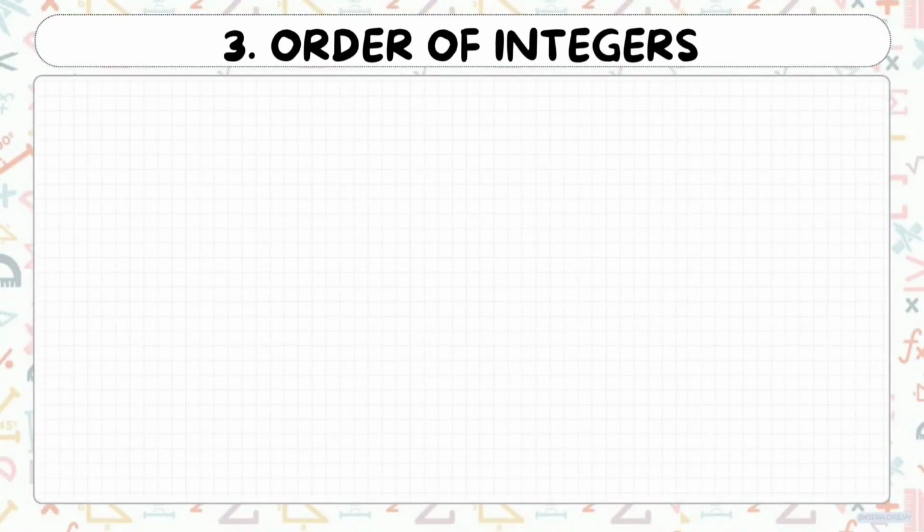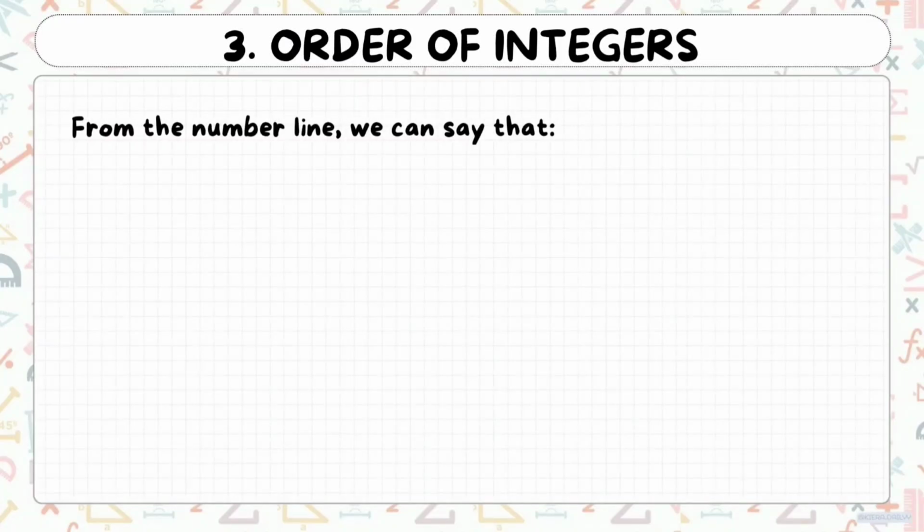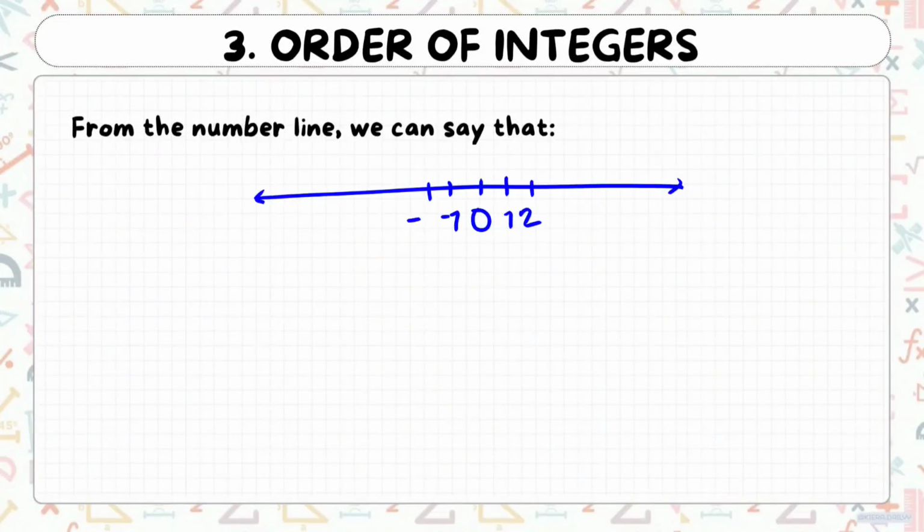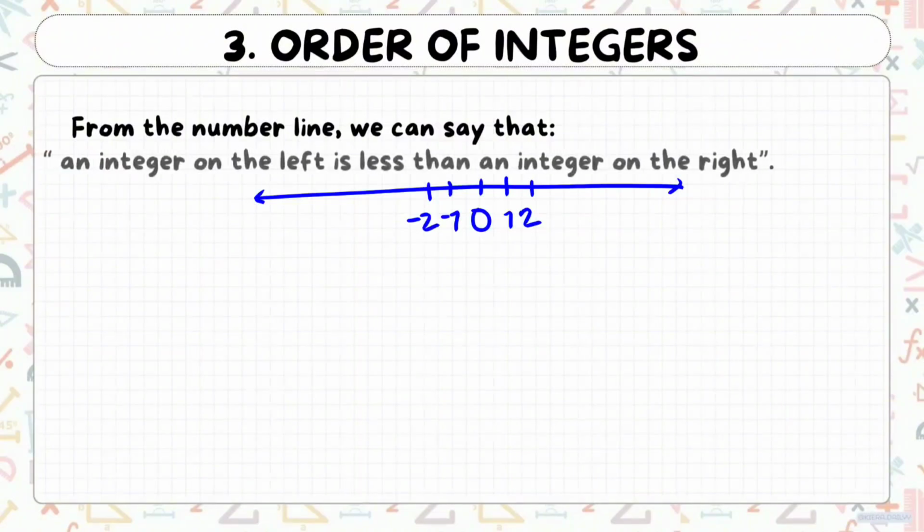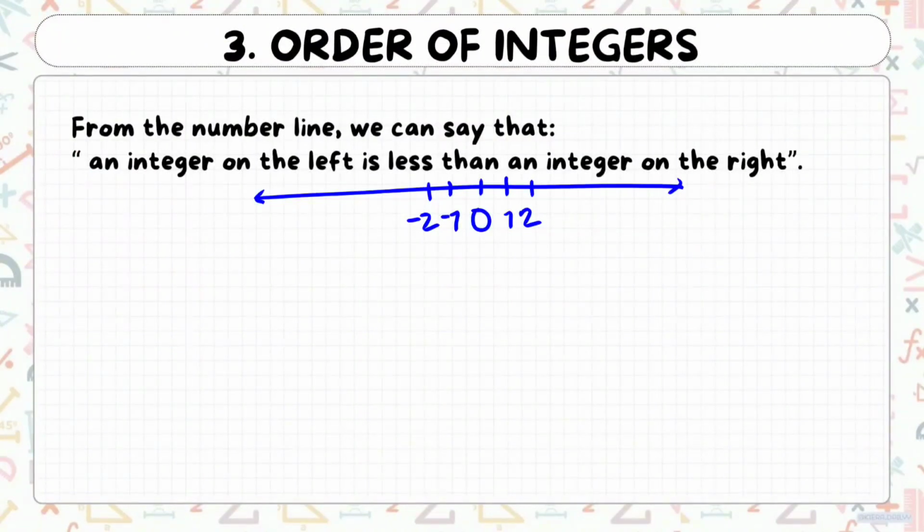Order of integers. It's easier to understand if we form a number line. A number line means a line that has numbers on it. Basically, there is a line and we put 0 in the middle, and as we learned, everything on the right is positive and on the left is negative.